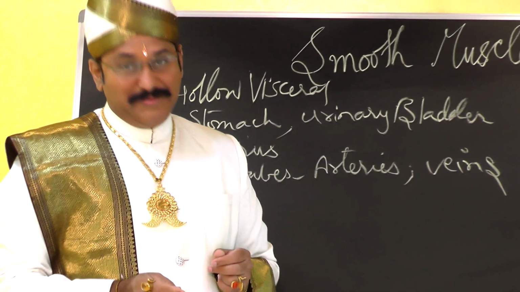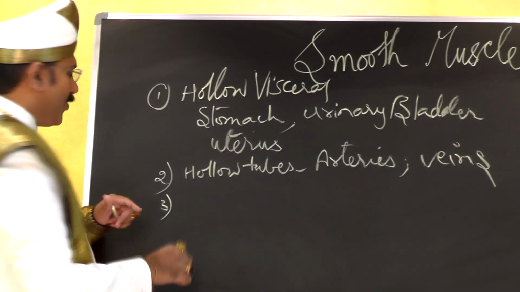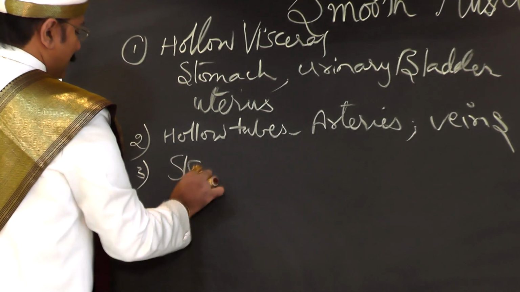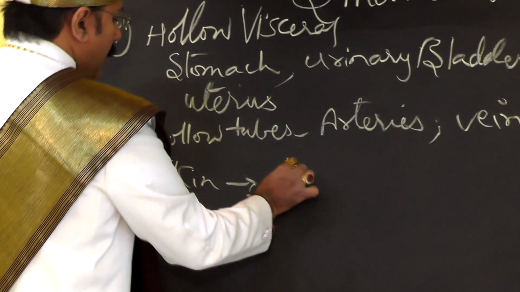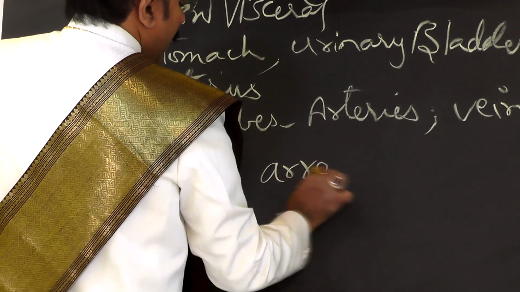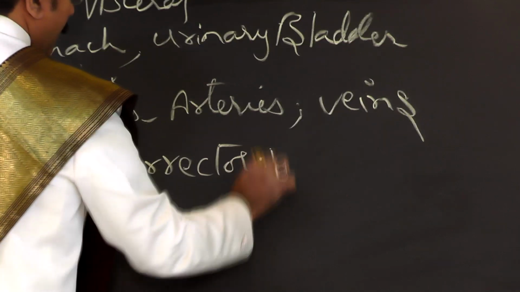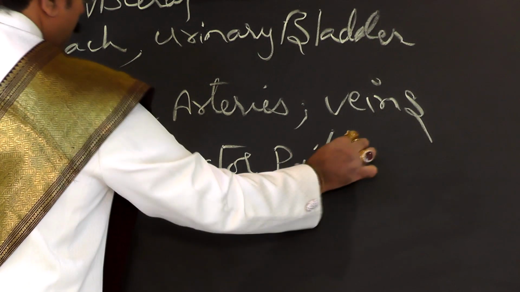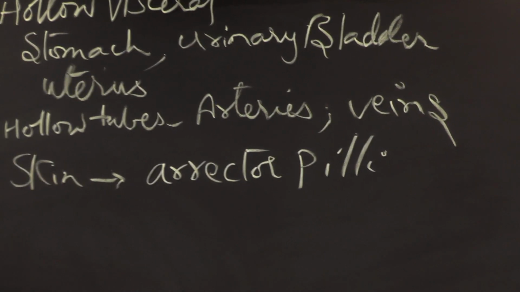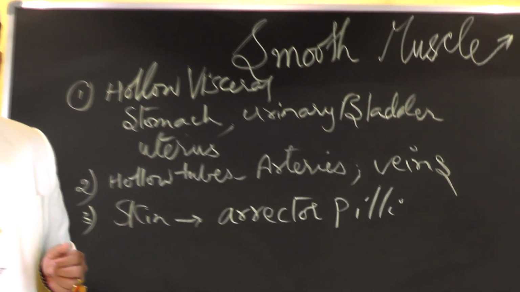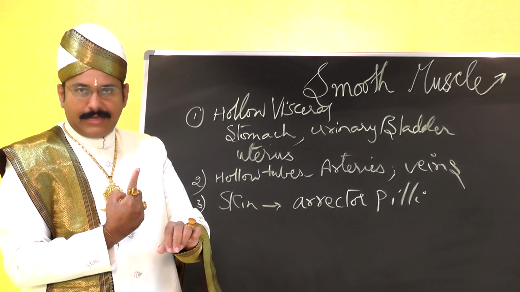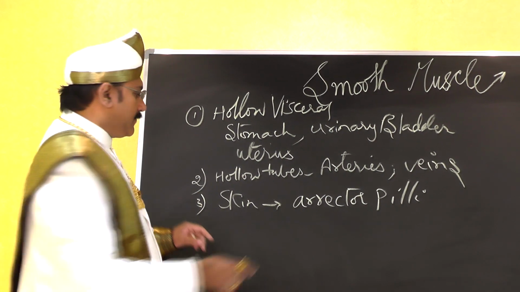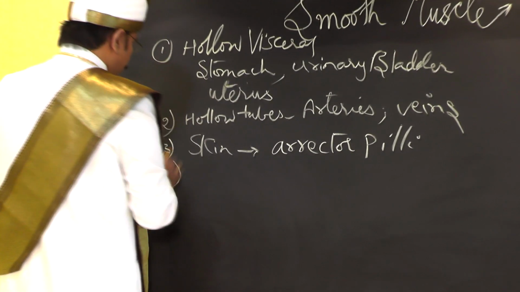Is it all? No. In the skin also you have smooth muscle in close approximation with the hair follicle, and that is called erector pili. The erector pili muscle is the smooth muscle present in the skin very close to the hair follicle. That's why you get goosebumps. Your hair stands up. Why? Because of the contraction of this erector pili muscle.